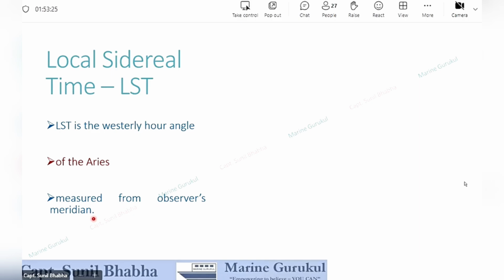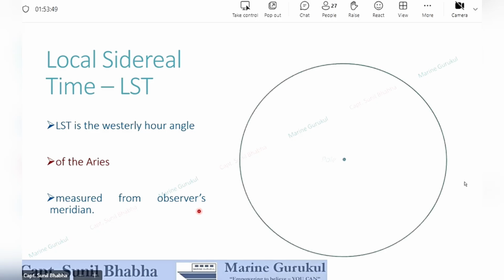Now an important difference which you will notice here in this sidereal time is that in this case it is measured from the observer's meridian. The mean time and apparent time were both measured with reference to the inferior meridians, but the sidereal times are measured with reference to the observer's meridian. So let us show it in a diagram.